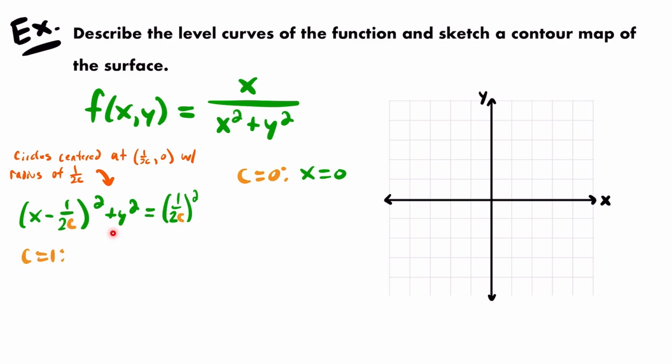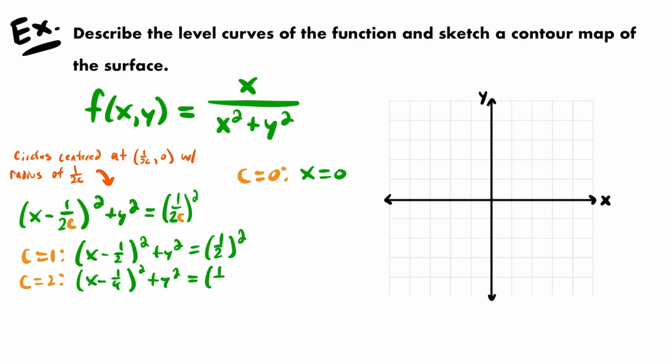If you plug 1 in for c in this equation, you'll get the circle equation of x minus 1/2 squared plus y squared equals 1/2 squared. It's a circle centered at 1/2, 0 with a radius of 1/2. Let's look at c equals 2. We'll get x minus 1/4 squared plus y squared equals 1/4 squared, right? We're just plugging in 2 for each of those c's, and this is what we get. Then let's look at c equals 3. We'll get x minus 1/6 squared plus y squared equals 1/6 squared. And then that's probably enough for our values of c in the positive direction.